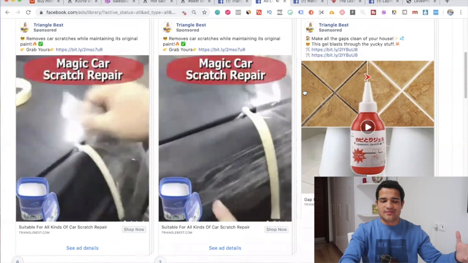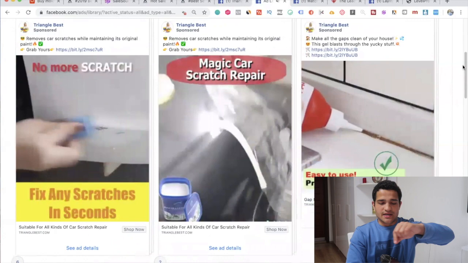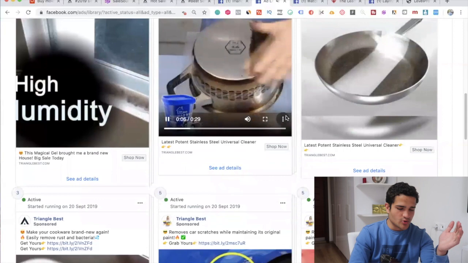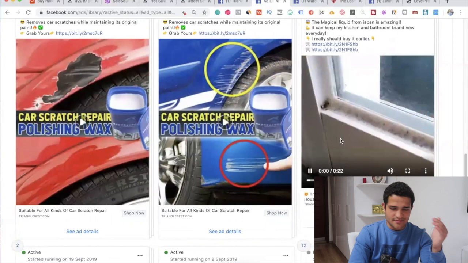If we go here and you see that they have the little the mold remover right here, they're advertising it. They're also advertising this remove rust product right here. You can see this one removes rust. This is the mold removal, car scratch, this rust removal again. And they all launch these ads 20th of September. These ones are launched on the 2nd of September.